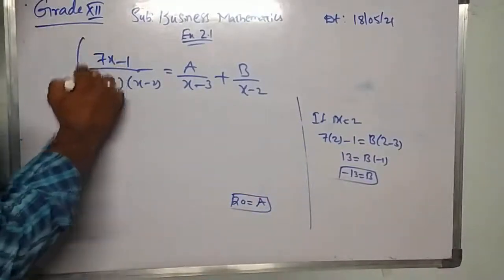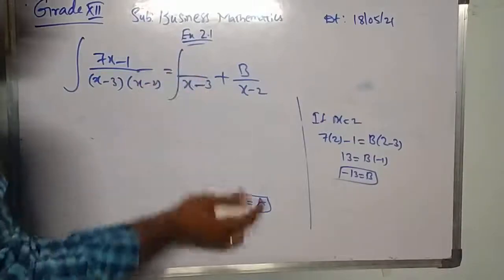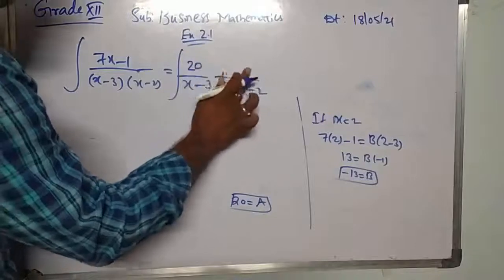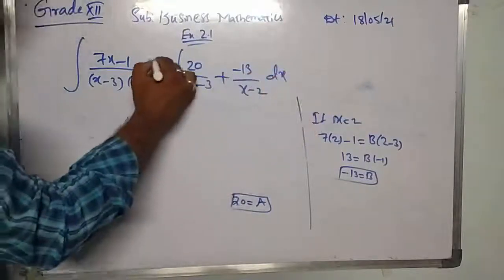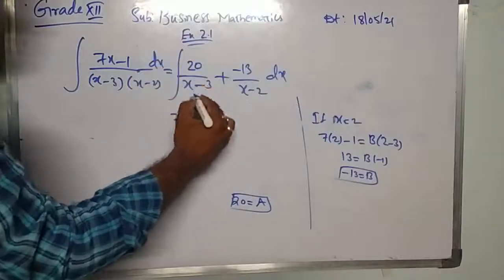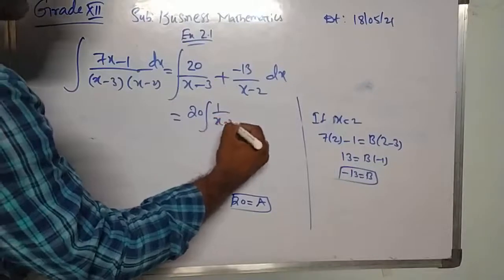Now let us apply the integration here. In place of A, what do we have to write here? 20. In place of B, we have to write minus 13, with dx here, and here also dx. So this can be written individually, that is, 1 by x minus 3 dx.